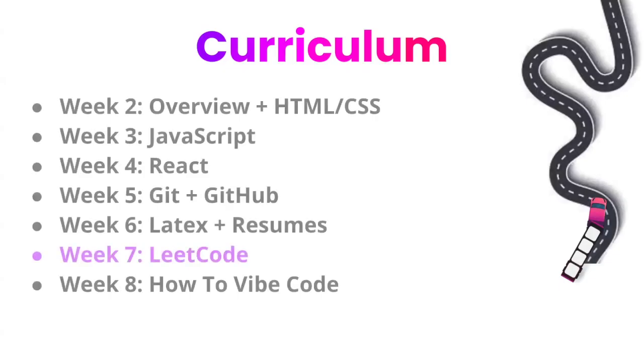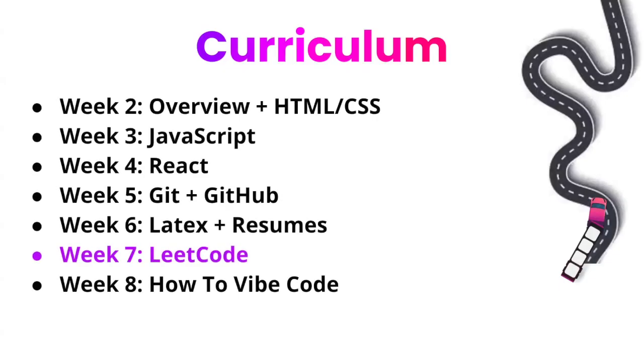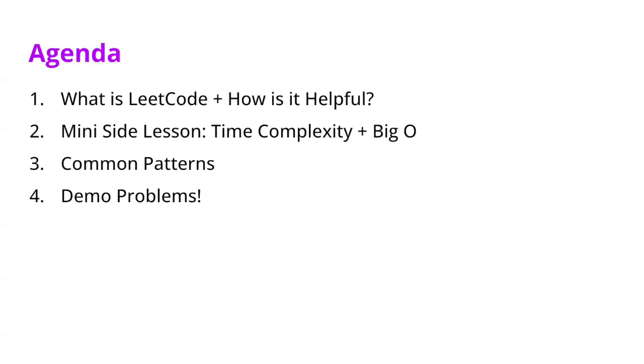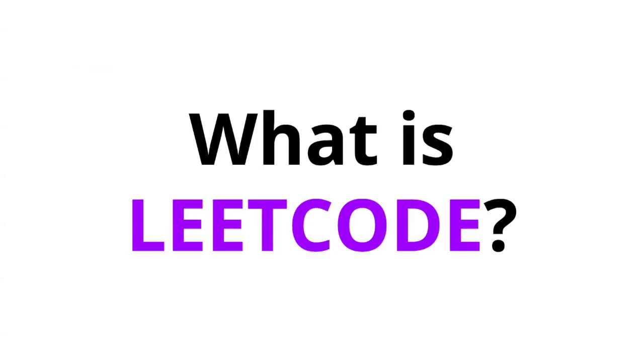Okay, so this week is week 6 of our 7-week course of Hackschool. This year we're doing independent sessions, so this week is Leetcode. Today we're going to be going over what Leetcode is, how it's helpful. We're going to go over a mini side lesson about time complexity and Big O. We're going to go through common patterns that you'll find in Leetcode to help you get better at it. And then we'll go over some demo problems at the end. So let's get started with what is Leetcode.